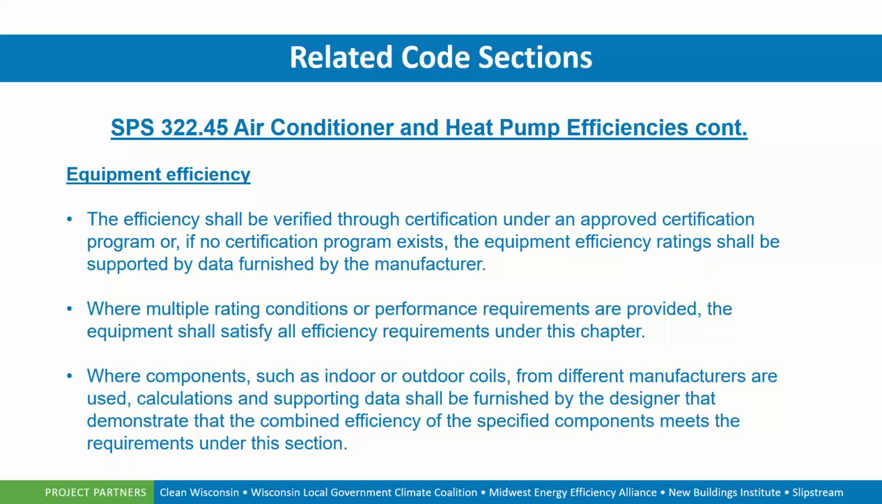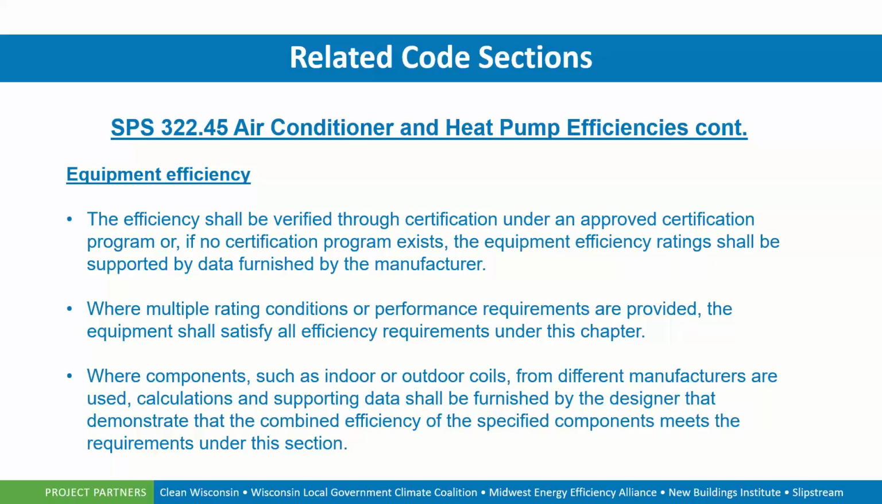Again, here are just a few of the things. It's important to remember when the equipment is from different manufacturers, the designer of the system needs to show that the specified components meet UDC requirements. So this is just a passage of the code 322.45, which outlines the process in which the efficiency rating shall be calculated and supported with data furnished by the manufacturer. They can be found on the AHRI website or from the manufacturer themselves.